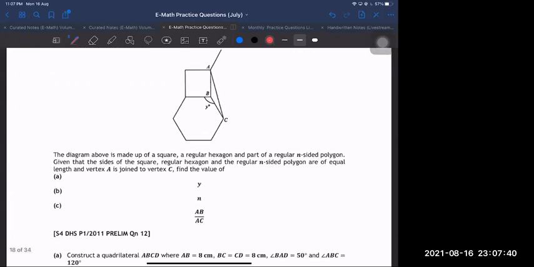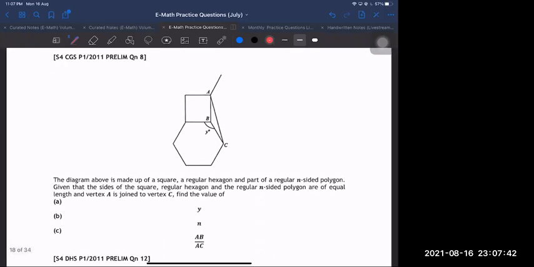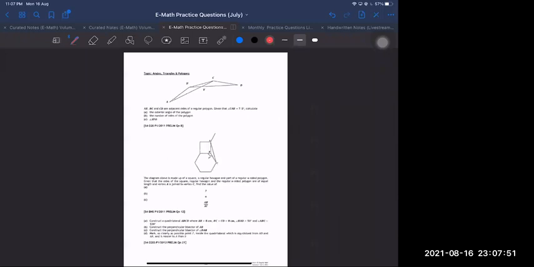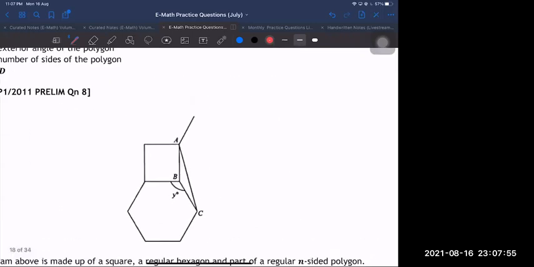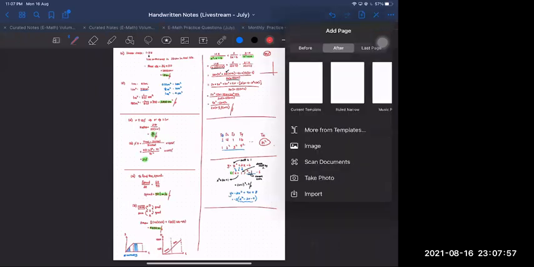Now to find y is really simple, because you're talking about an interior angle of a hexagon. I think I'll write it here, because I'm going to send this out to people. So this is the polygon chapter question.